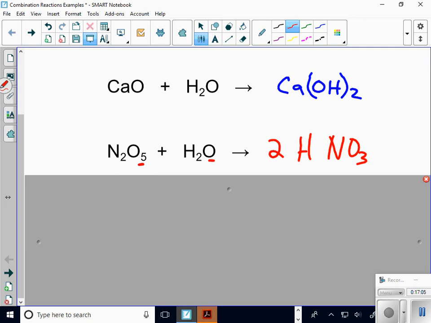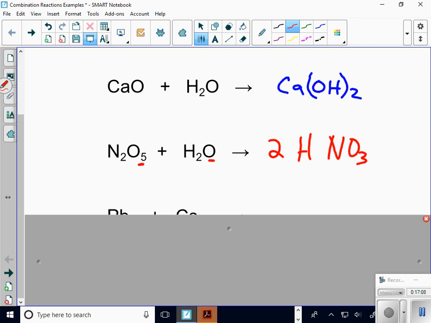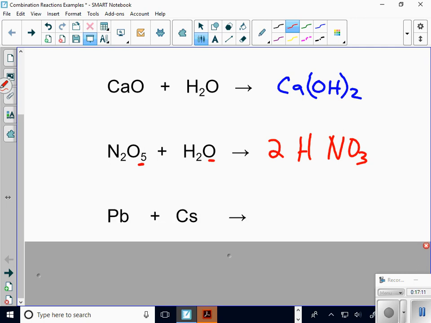Okay, let me pull down another one. Pb plus Cs. Lead plus cesium. As I look at my 5 combination reactions, which of the 5 is this going to be? Well, we can rule out 2 and 3 because there's no water. Is this a metal and oxygen? Nope, it's not 4. Is ammonia on there? Nope. So this has got to be number 1 just by process of elimination.